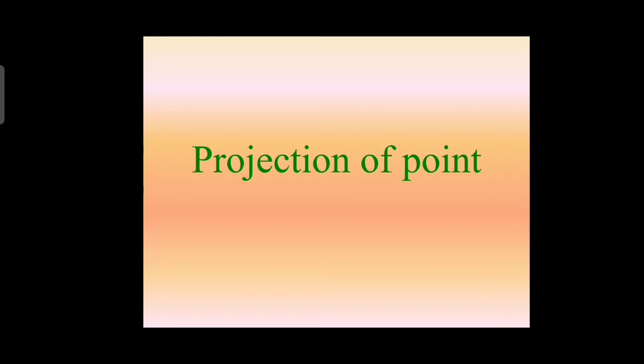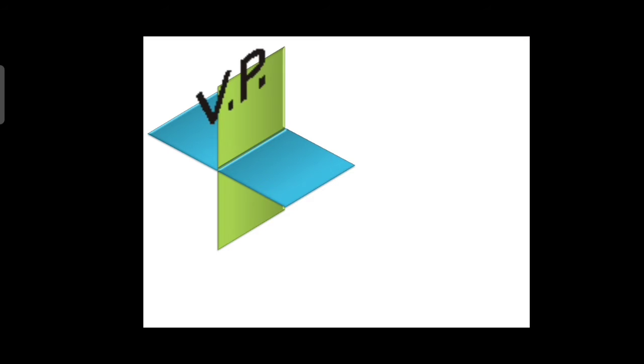Welcome all. In this lecture we are going to discuss projection of a point. In engineering drawing, two principal planes are used to get the projection of an object. Those planes are the VP, the vertical plane, and the HP, the horizontal plane. A point is identified by two or more projections, that is the top view, the front view, and another one, the side view.